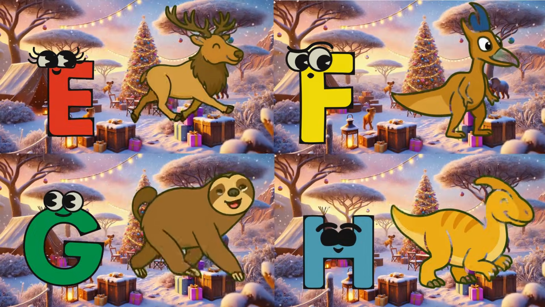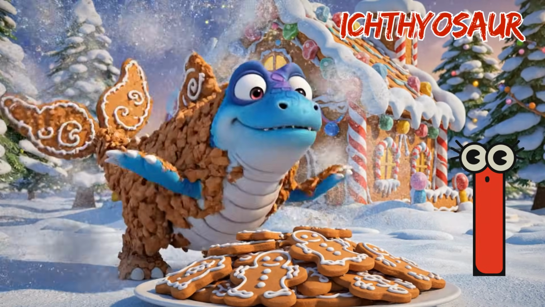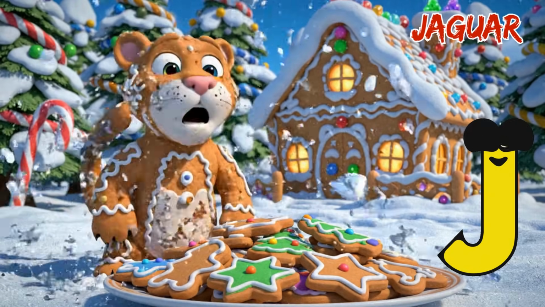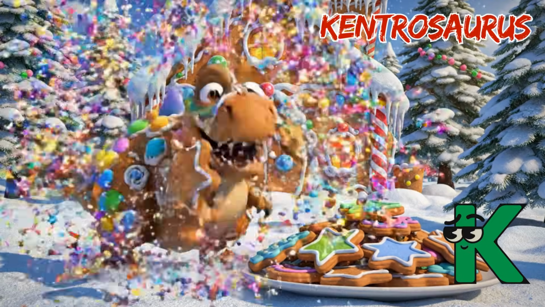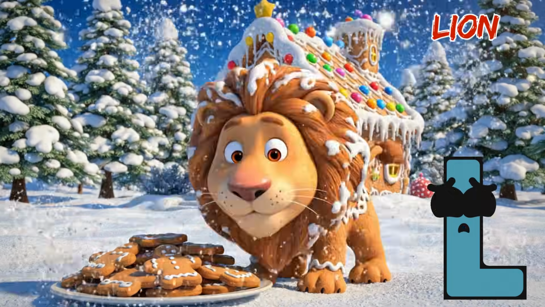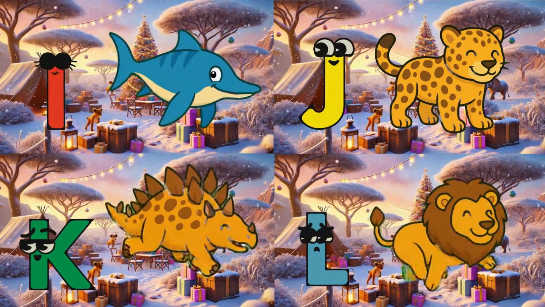All safari animals. I is for ichthyosaur, splash, splash. J is for jaguar, snarl, snarl. K is for kentrosaurus, stomp, stomp. L is for lion, roar, roar. I, J, K, L, prehistoric safari animals.